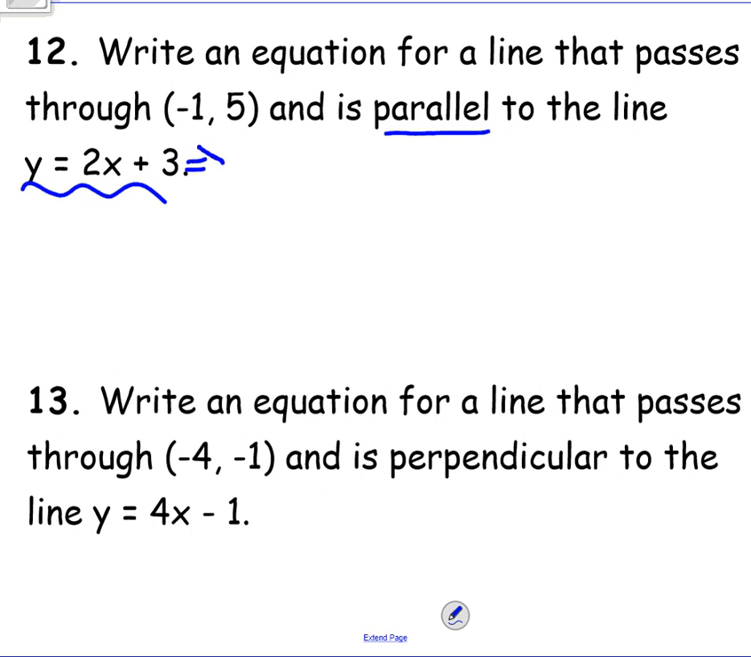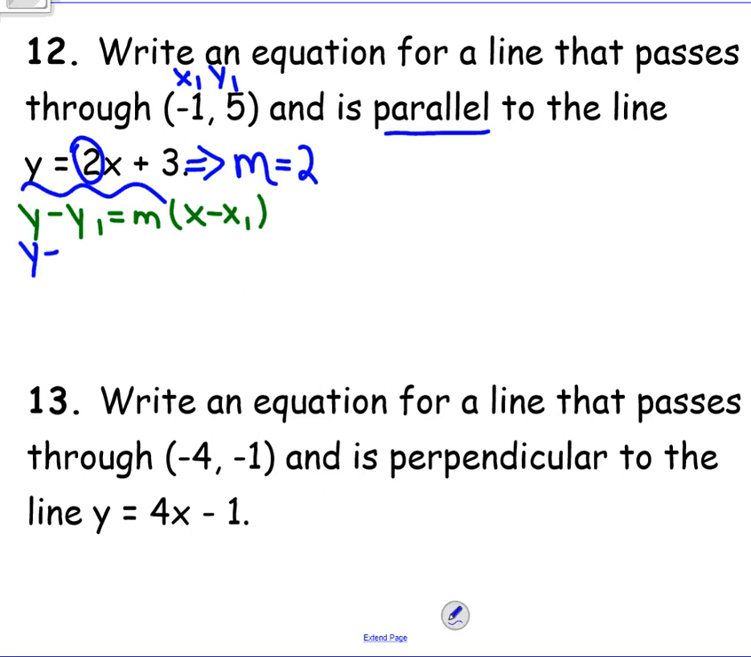So remember, if it's going to be parallel, we want the same slope, so I can pull the slope out of the line that was given to me. That would be 2. Remember, the number out in front of x is your slope. Use the point as my x sub 1, y sub 1 value. And let's put it into point slope form and then change it to slope intercept form. So close to the end here, just a little bit to go. So make 3 substitutions. Y minus 5 is equal to 2 times x. Oh, the x sub 1 value is negative, so minus negative makes plus.